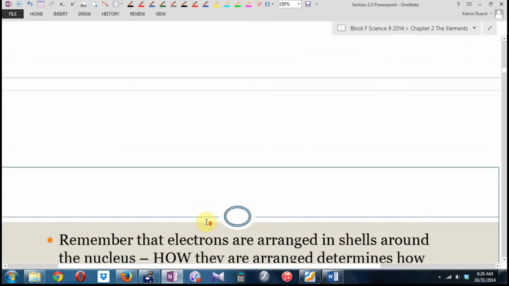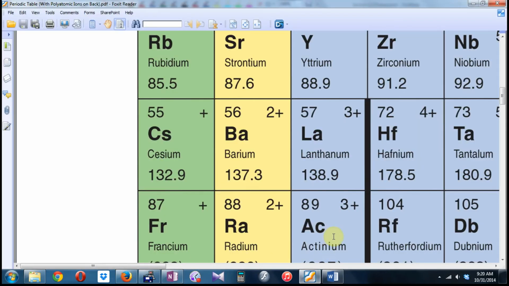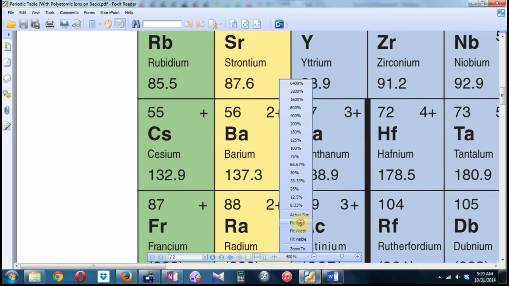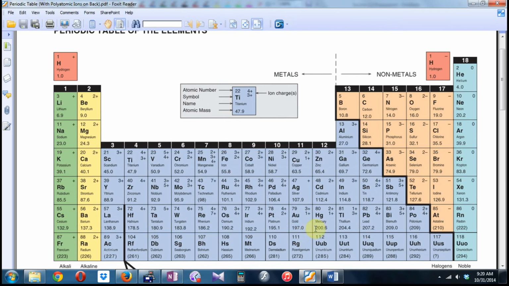Let's keep going. Now, we said that electrons are arranged in shells around the nucleus. And it turns out how they are arranged determines how they react with other atoms. Once you've written that down, put your pencil down and look up. Here's my periodic table.